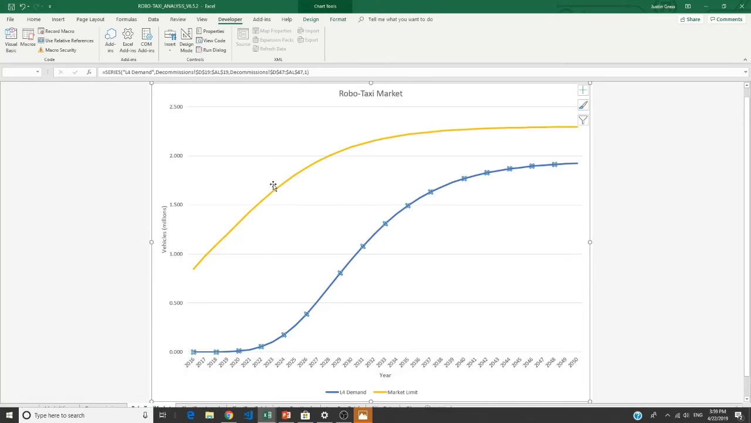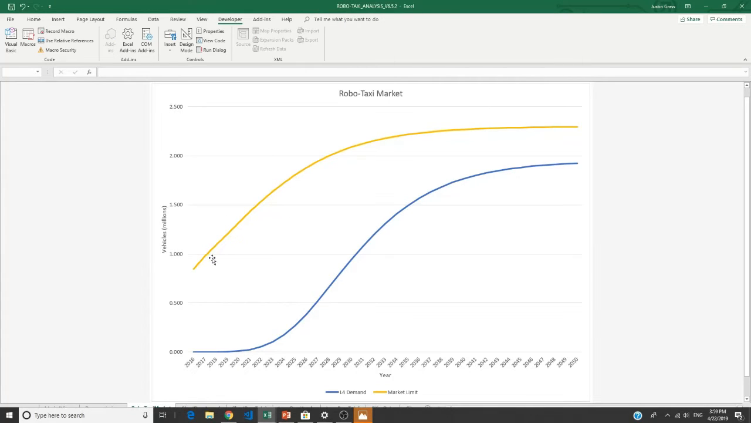And now we can start to look at, okay, this is a graph showing you the market limit, how much of that L4 demand, how much mobility as a service demand there is, and how much of that mobility as a service is the L4 demand. And we can see that there will remain non-autonomous options that L4 taxis just can't fill.